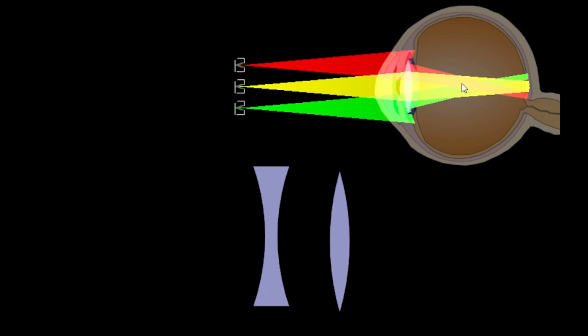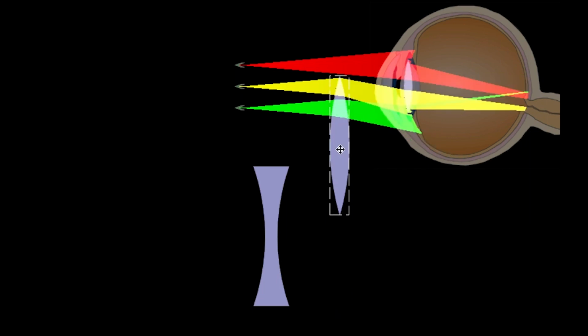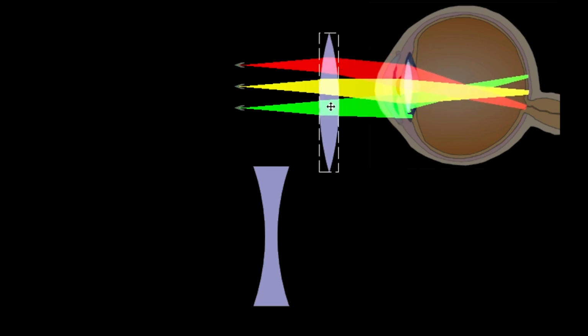Once again, notice what's happening. The light is not focusing by the time it reaches the retina. So that means that the power of this lens is not enough. We need more power. How do we get more power? Well, we bring in a lens with positive power. So that would be reading glasses that have positive power.